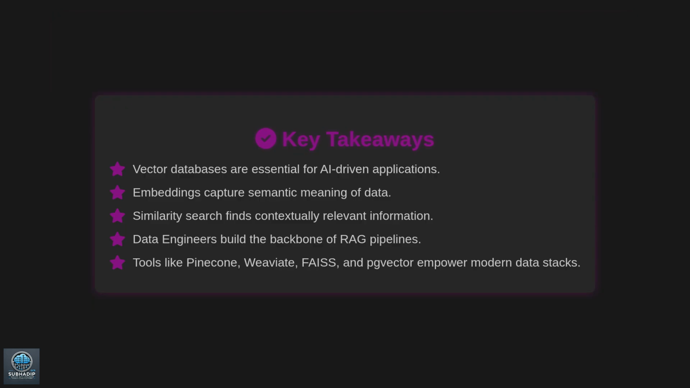Let's summarize our key takeaways. Vector databases are essential for AI-driven applications. Embeddings are crucial as they capture the semantic meaning of your data. Similarity search allows us to find contextually relevant information effectively. Data engineers are vital for building the robust backbone of RAG pipelines. And finally, tools like Pinecone, Weaviate, FAISS, and pgvector are empowering modern data stacks with intelligent capabilities.